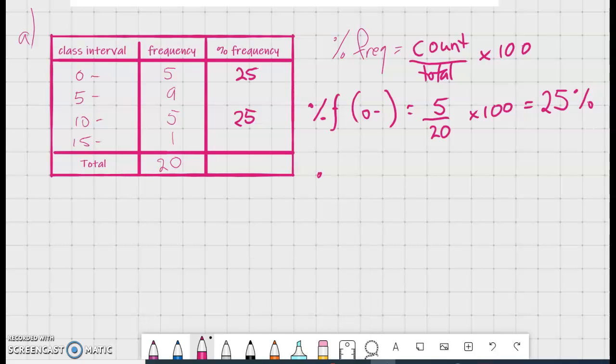If we look at the second row, we've got to find the percentage frequency for 5 to 9. Now, there were 9 of those scores, so 9 divided by 20 times 100 is 45%.